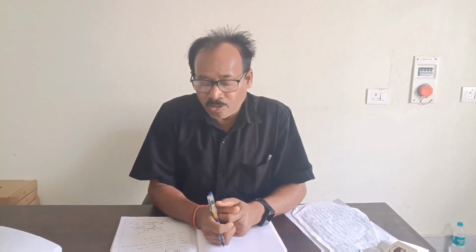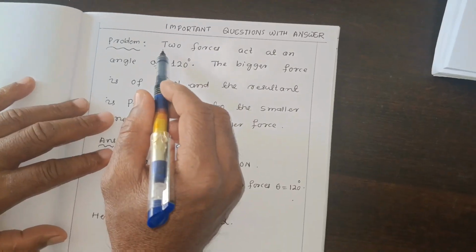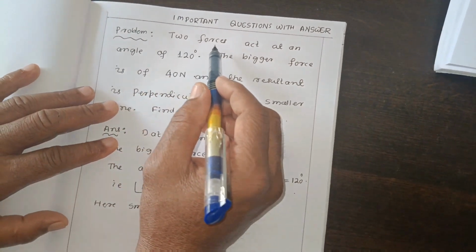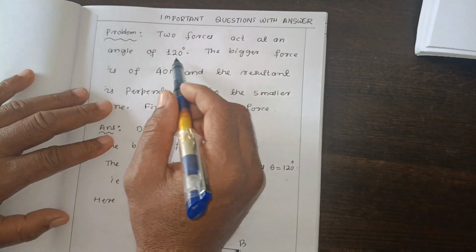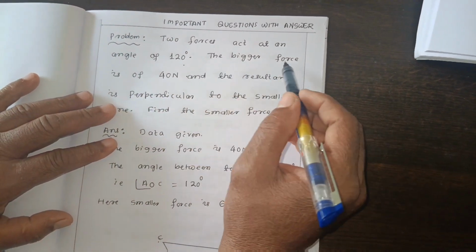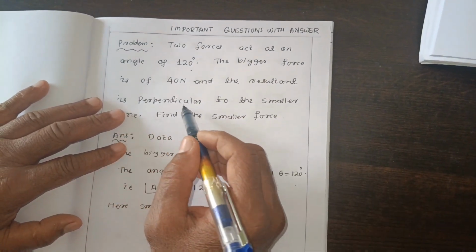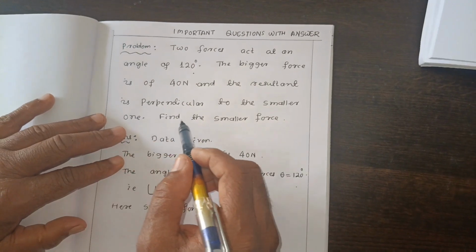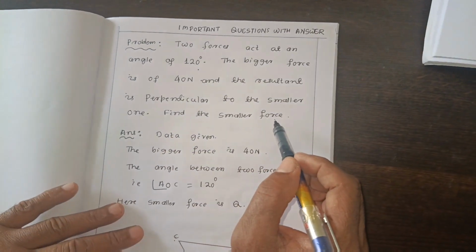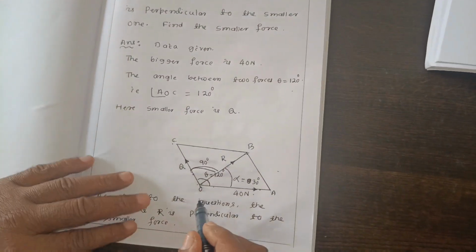Today I will discuss some important theorems, problems and derivations. Subject: engineering mechanics. First of all, the question is like that. Two forces act at an angle of 120 degrees. The bigger force is 40 Newton and the resultant is perpendicular to the smaller one. Find the smaller force.